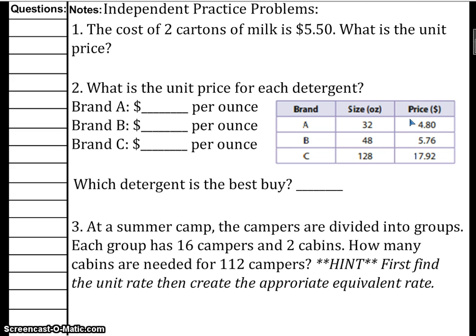Number 3, at a summer camp, the campers are divided into groups. Each group has 16 campers and 2 cabins. How many cabins are needed for 112 campers? I'll give you a hint. First, find the unit rate and then create an appropriate equivalent rate. And you'll be able to find your answer.